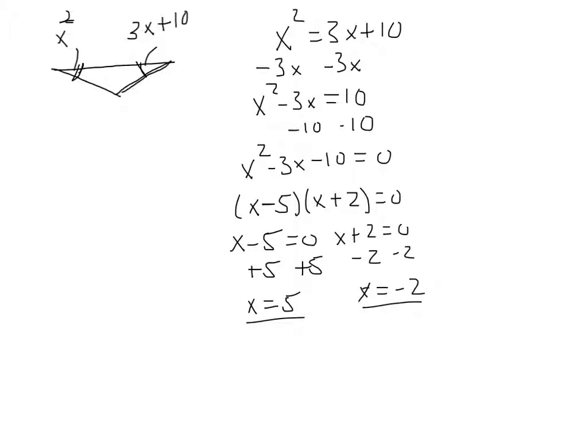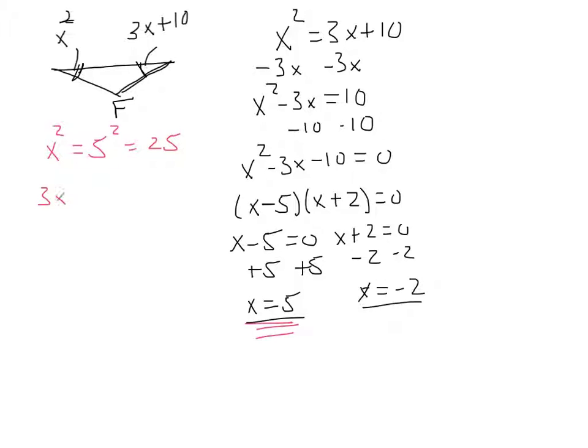Now either one of these is a correct answer. What we have to do, we want to find this angle, angle F. So we're going to plug these back in. So first I'm going to plug in 5. So I'm going to get x squared equals 5 squared. So that's 25.